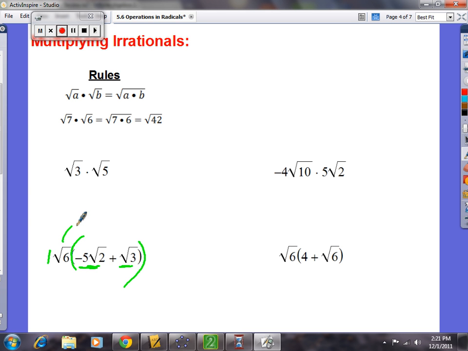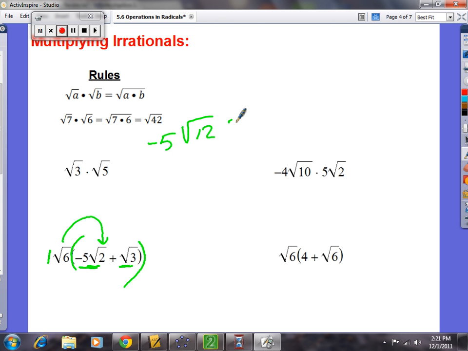So when I times these guys, I'm going to multiply my coefficients. What's a negative 5 times 1? So it's just going to be negative 5. Now, let's do my radicals. What's the square root of 6 times square root of 2? 12. It's going to be square root of 12. Can you divide square root of 12 by something?